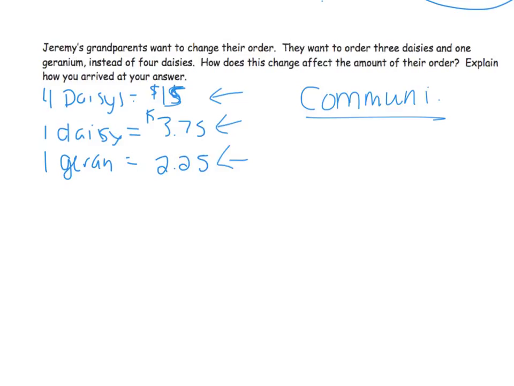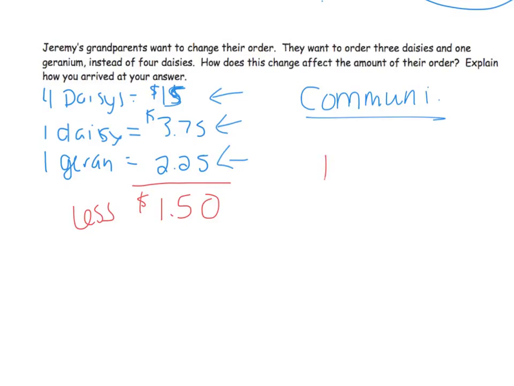So, as I was saying, you could do this problem many different ways. You could take your three daisies times $3.75, and one geranium by $2.25. But mathematicians like to be efficient. So if we know that the overall effect is they're going to pay this amount less, we can figure out, and I'll do this in red, they're paying $1.50 less than they were before, because originally the daisy was $3.75 and now they're only paying $2.25.